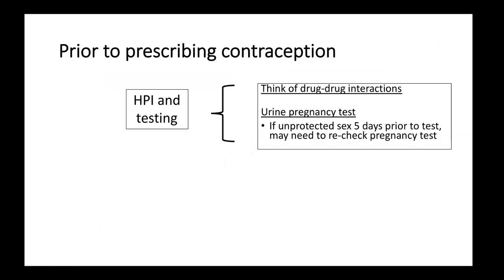So prior to prescribing contraception, there isn't too much that necessarily needs to be done in terms of an exam, thinking through what we do during the exam in the HPI and testing portion, and thinking of drug-drug interactions. There aren't actually too many here. Some of the ones to note would be anti-epileptic medications, and some HIV medications are thought to potentially decrease the efficacy of hormonal contraception.